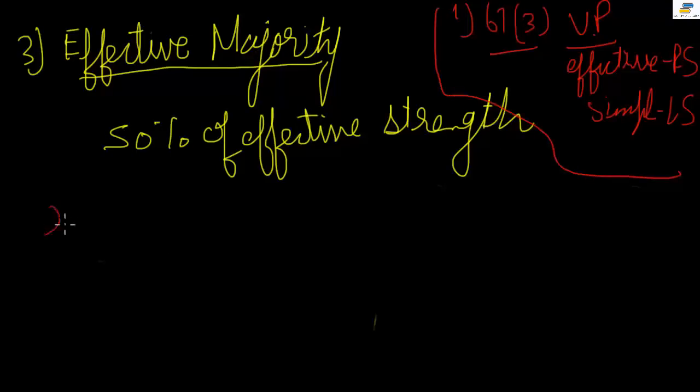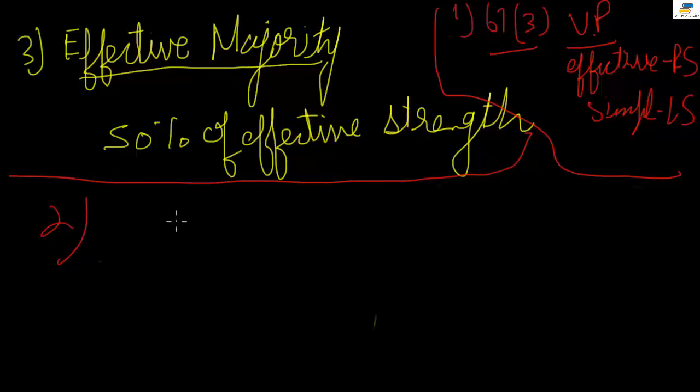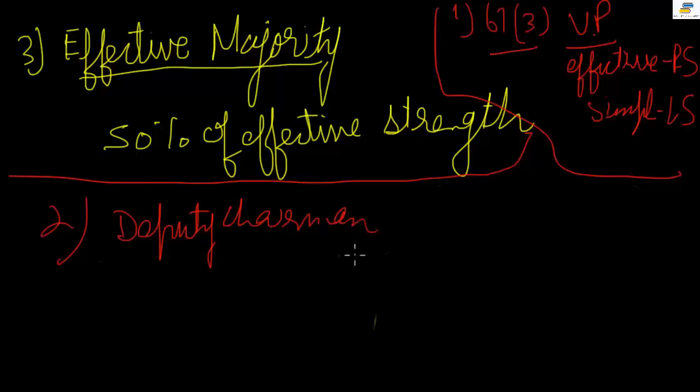Now number 2, let's talk about 2. Number 2: we're talking about the places where effective majority is to be used. In the removal of the deputy chairman, of course the deputy chairman is from Rajya Sabha only, and the chairman we have already talked about, even in his case, and also the chairman and the deputy chairman of the legislative council, right?